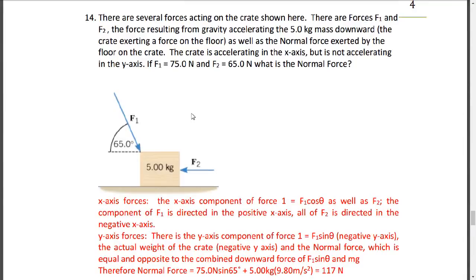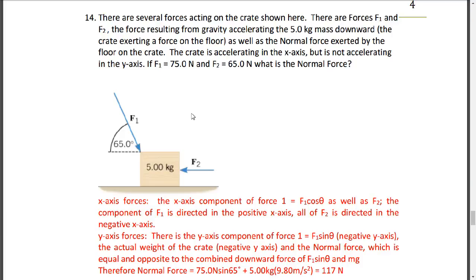Hey, this is a question that I have frequently put on exams because I can ask different things about it. But here's the basic version. I have F1 and F2, and what is the normal force? So the normal force is the force pushing up from the floor.